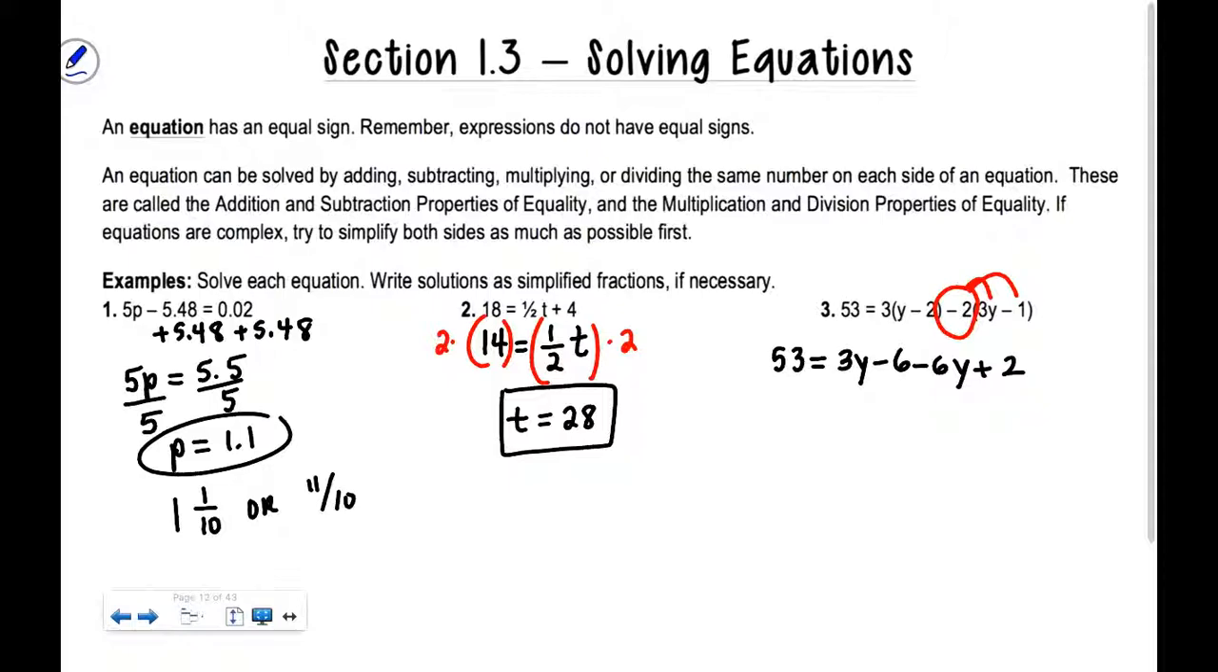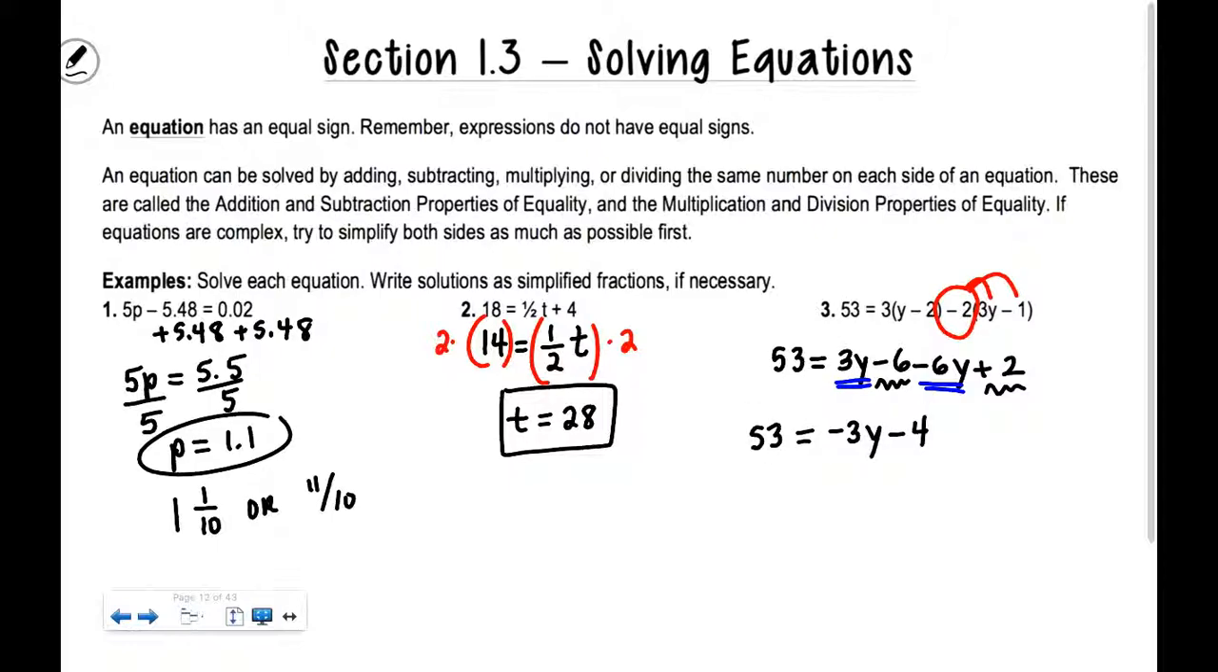From here, I like to think about the equal sign as being a brick wall. I'm not going to cross onto the other side of that brick wall until I've simplified everything on both sides. So I'm going to simplify the 3y minus 6y just like we did before, just like it's an expression. I take 3y and negative 6y, combine those, and get negative 3y. Then I take the negative 6 and the positive 2, combine those, and get negative 4.